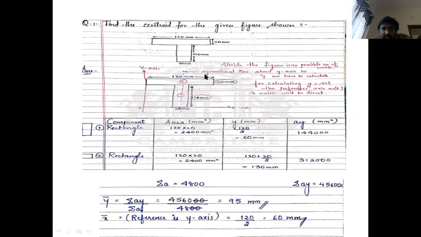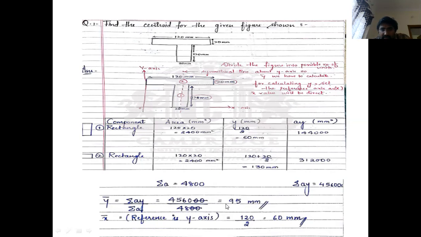And again, what is the area of this one? That will be 120 multiplied by 20, so that will be 2400 millimeter square. If you apply the formula, how will you calculate Y bar? That will be summation of AY divided by summation of A. If you add these two, you will get 4.56 into 10 raised to 5.